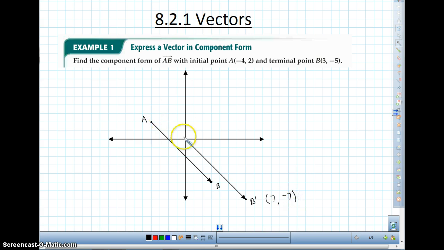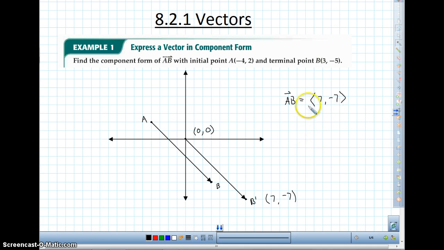Okay, so since the initial side is always going to be 0, 0 when we put it in component form, we can rewrite this vector in a completely different notation. So I can say that vector AB now is in component form, and in component form we use different symbols. We don't use parentheses because parentheses mean a singular point, but vectors we can write in component form using these angled brackets. And so I'm going to say that AB has component form ⟨7, -7⟩.